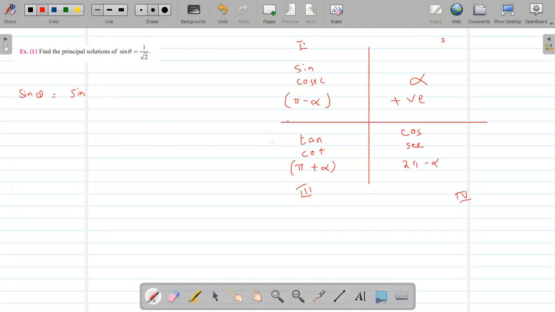Sine 45 means pi by 4. How do I know that it's pi by 4? Pi means 180, and dividing by 4, I get 45. So as I said, at sine 45, I will get 1 upon root 2. Everybody understood? So as you can see, this is your question.